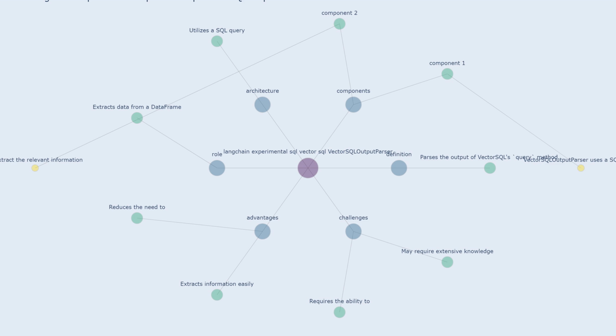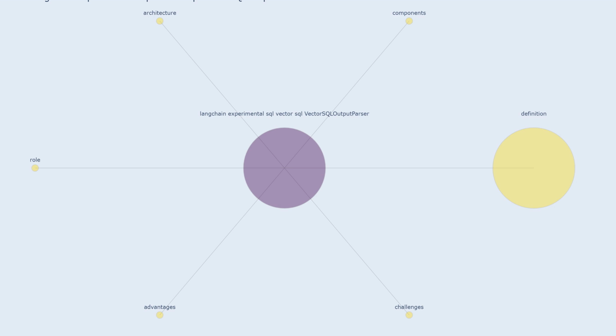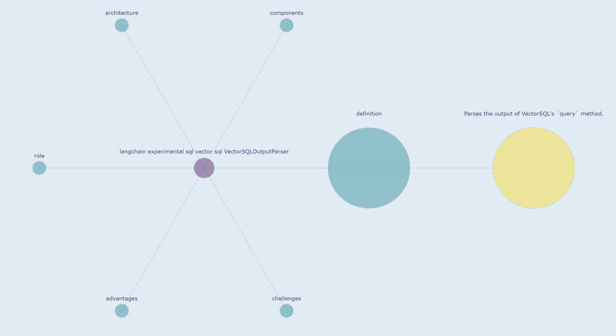LangchainExperimental SQL vector SQL output parser. Definition. Parses the output of vector SQL's query method. This method is a core component of vector SQL, responsible for retrieving and processing data from a database based on user queries. The output of the query method, which is typically a data frame containing the results, is then analyzed and formatted by vector SQL output parser for user consumption.